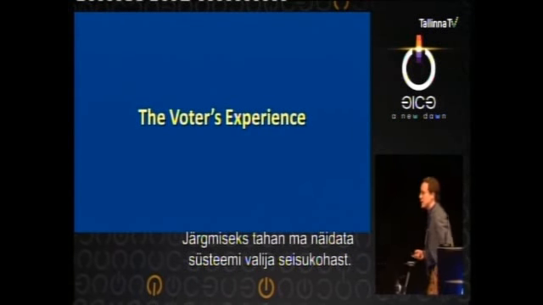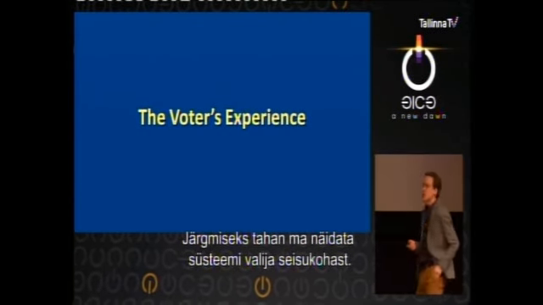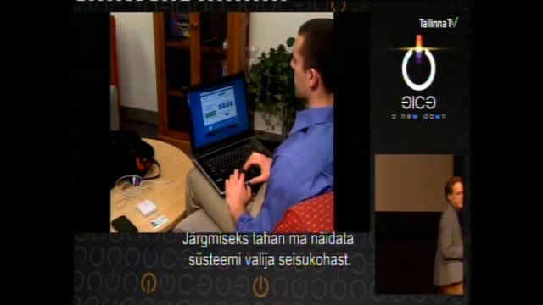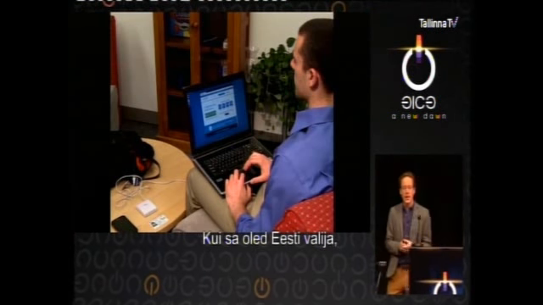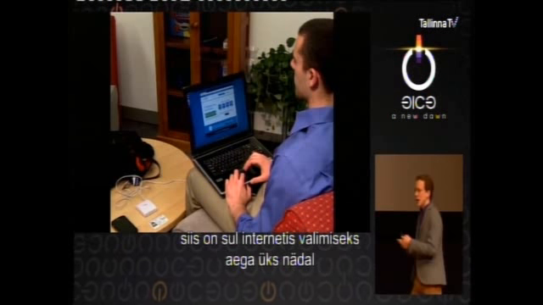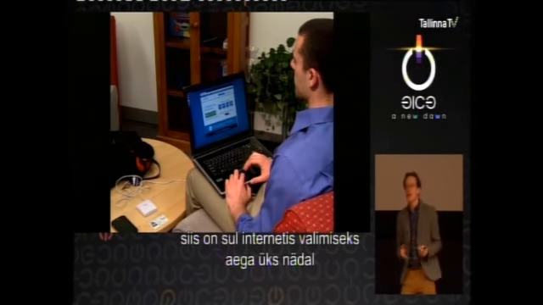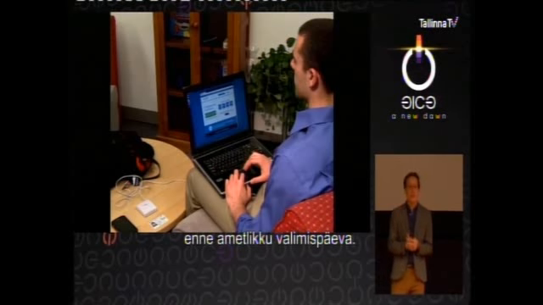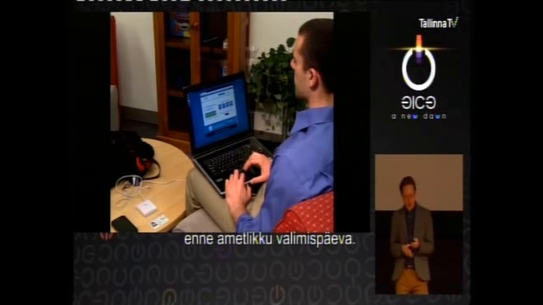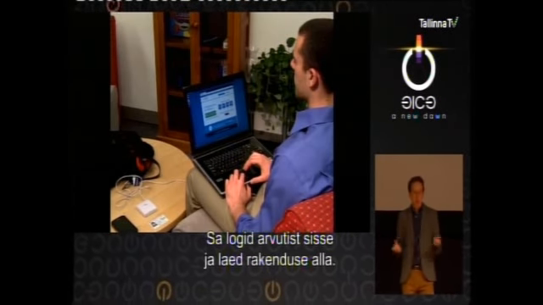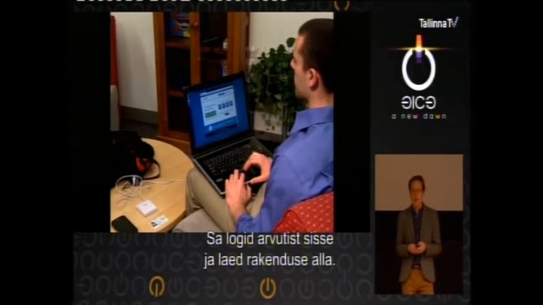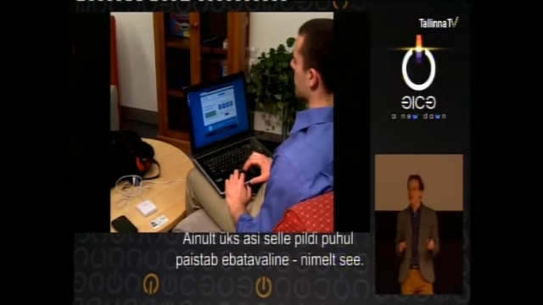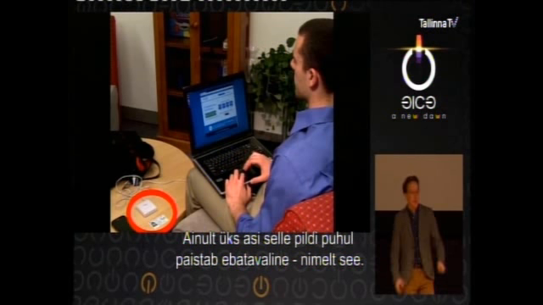So the next thing I want to show you is what the system looks like from the voter's perspective. If you're a voter in Estonia, you go to cast your vote. You have about a week to do this prior to the in-person election day. And you log in from your computer and download an application. And there's only one thing in this picture that might look unusual to other people, and that's this.